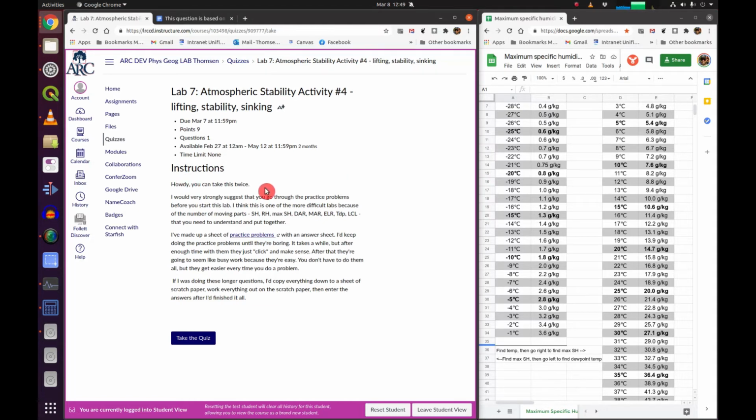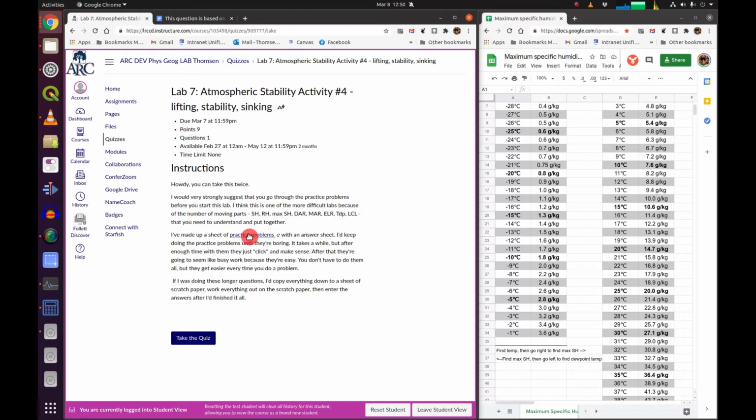You can take this twice. That's good to know. I would strongly suggest going through the practice problems before starting this lab. I think this is one of the more difficult labs because of the number of moving parts: specific humidity, relative humidity, maximum specific humidity, dry adiabatic rate, moist adiabatic rate, environmental lapse rate, dew point temperature, lifting condensation level. You need to understand each of those and how they work together.